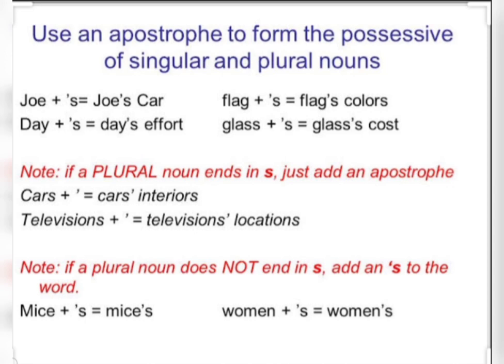Here Joe, day, flag, glass, these are 4 examples of singular. If I want to show the possession, for example, Joe's car, I want to show the possession of the car, it's Joe's, so write the name, put an apostrophe and s.